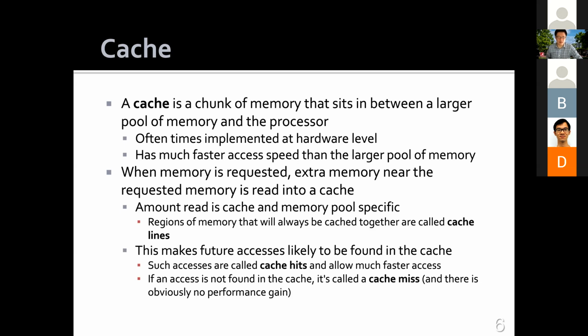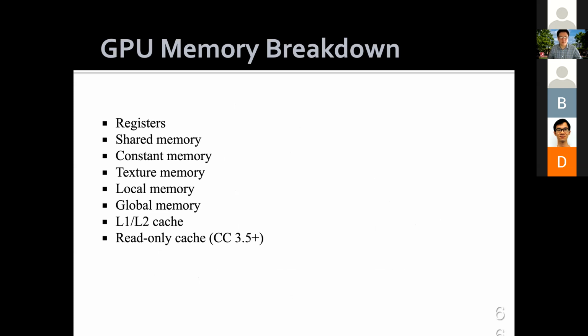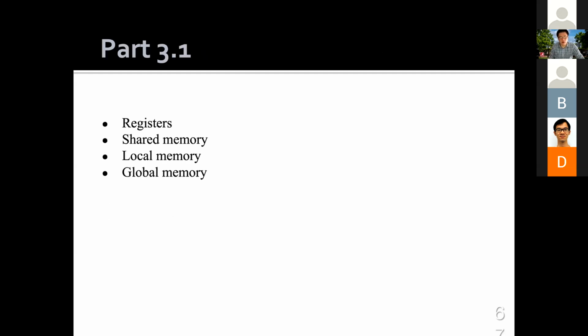So all the things are similar to the CPU: memory, cache hit and cache miss. Everything is similar, okay? And for the GPU memory breakdown, we actually have registers, shared memory, constant memory, texture memory, local memory, global memory, L1, L2 cache, and read-only cache. For this class, I don't want to confuse everyone. We just focus on 3 or 4 of the most important caches and the register for the GPU.